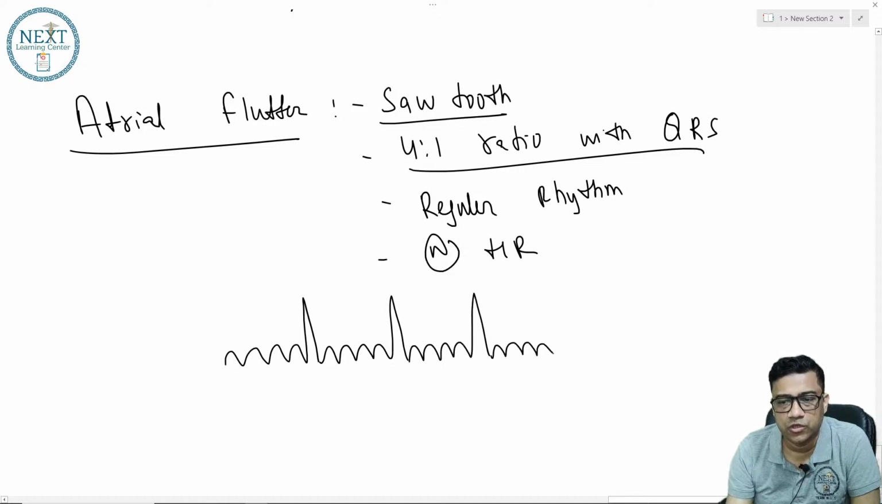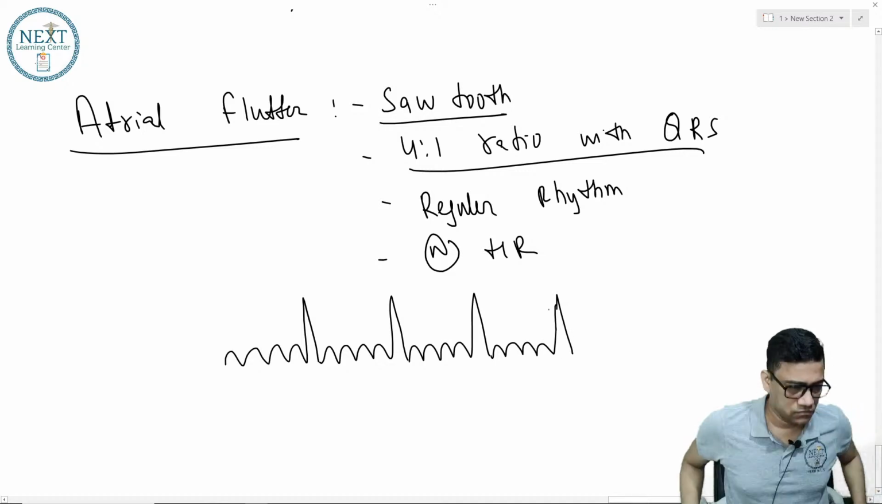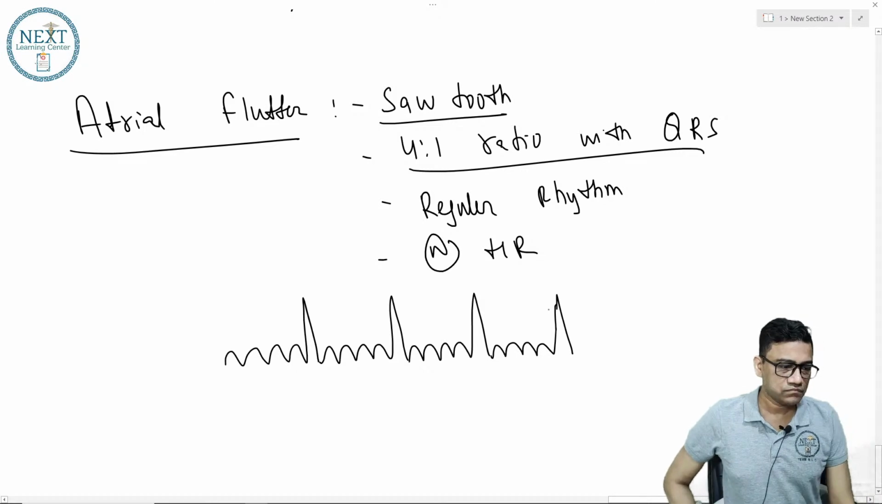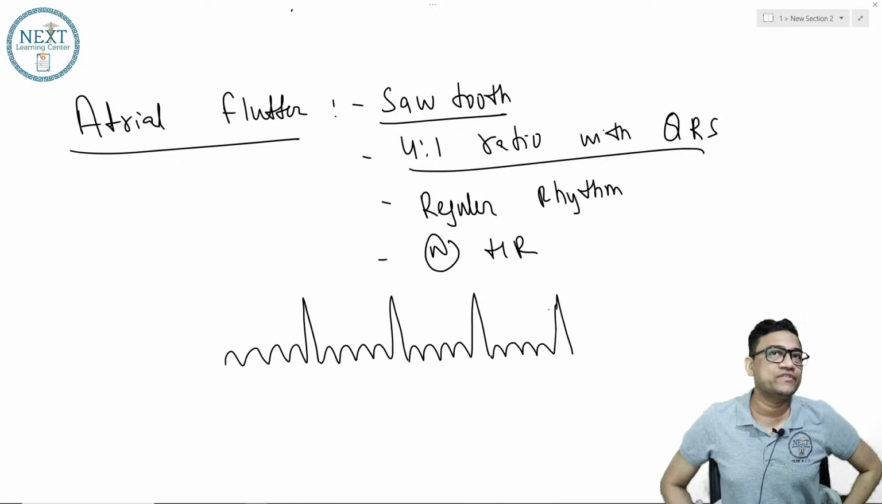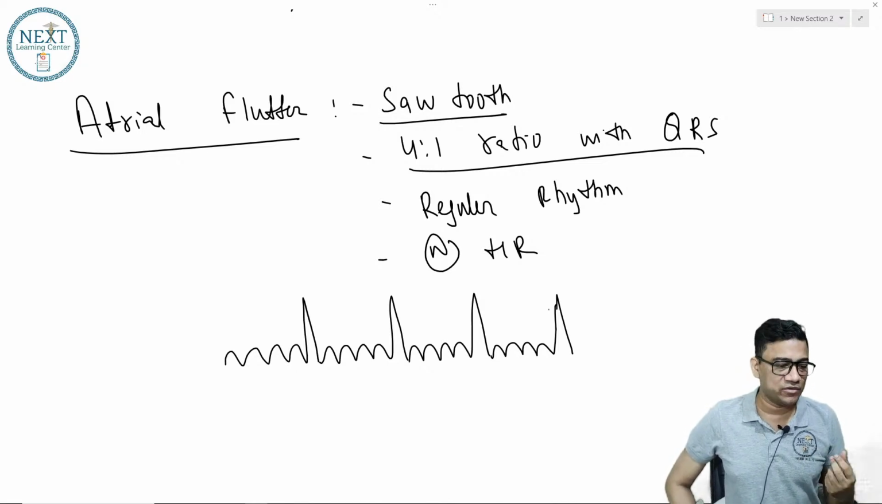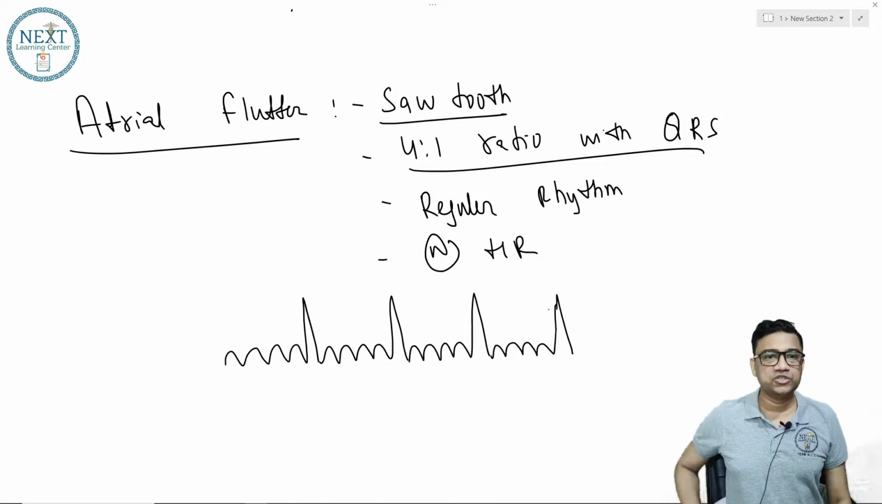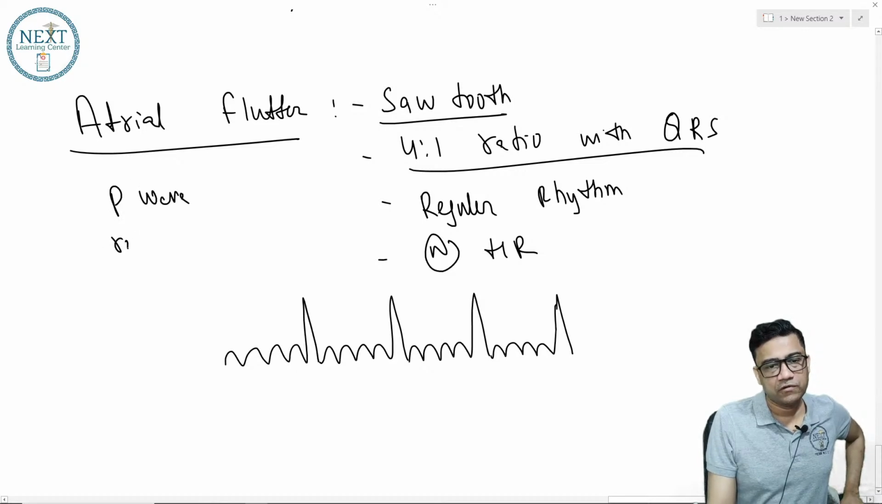So this is your atrial flutter. Just the rate is different. In flutter the rate is 250 to 350. In fibrillation the rate is 350 plus. Mainly it's the rate. So this is your flutter. P wave is absent, obviously. They are replaced by flutter waves.